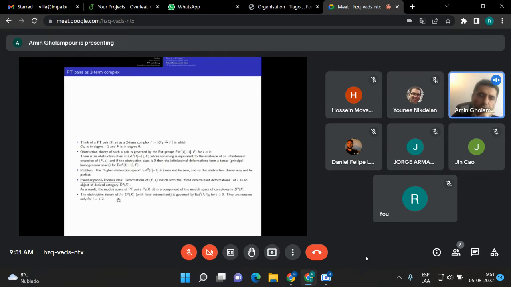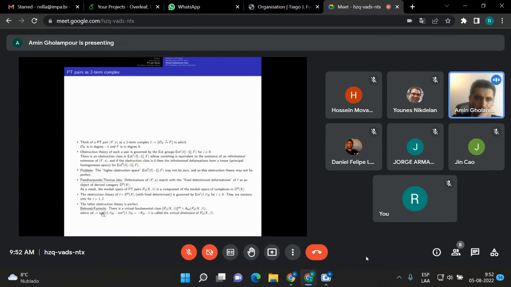Then on the other hand, the obstruction theory of perfect complexes in the derived category, say with fixed determinant, is governed by this Ext group. So the 0 stands for the traceless. The reason for taking the trace-free part is that we are fixing the determinant. And then the advantage is that this one is non-zero only for i equal to 1 and 2 and can be used to construct the virtual fundamental class using the Behrend-Fantechi technique.